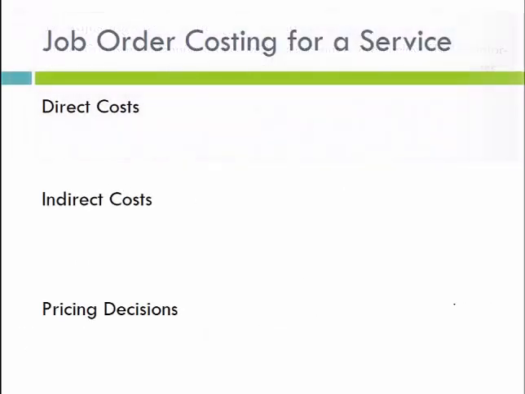Okay, last thing I want to show you for this chapter is how we do job order costing for a service. So I think our example here is an accountant, so that would be a good one. So they don't really have inventories, right? So we really just have direct and indirect costs. So your direct costs are just your direct labor, since they won't have any direct materials, and so this is going to be salary and or wages.